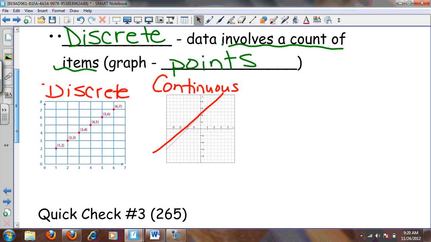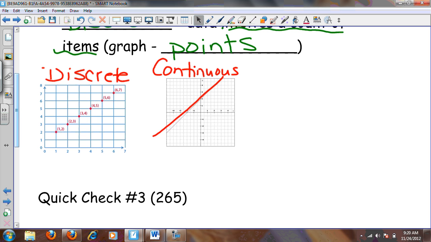I want you to look at example or quick check number 3 on page 265. It says determine whether the function rule models discrete or continuous data. We're not going to make a table and graph. We're just going to talk about this quick check. A, your family is hiking uphill from a campsite 4,000 feet above sea level. You climb an average of 500 vertical feet each hour. This function, h equals 4,000 plus 500t, relates time to your height above sea level.